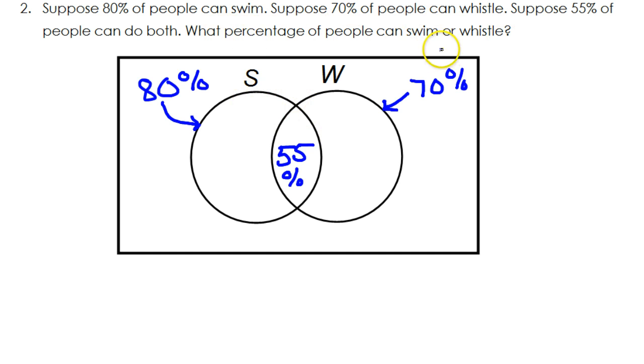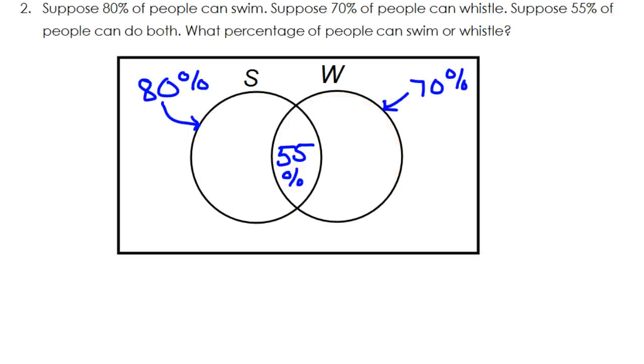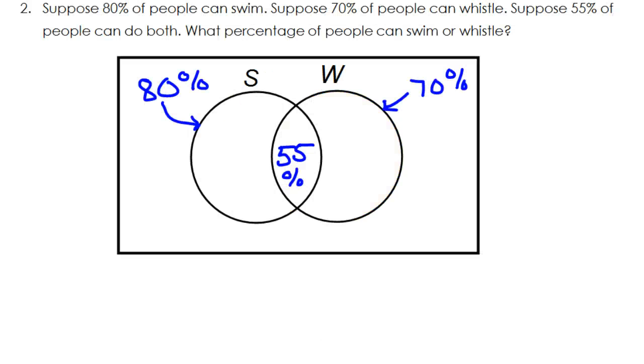Now, what percentage of the people can swim or whistle? See that word or? That's what we're dealing with when we say A or B. We're talking about the union of all. The easiest thing to do when you have these numbers given is to use this formula: the probability of the first event plus the probability of the second event minus the overlapping part. It becomes really simple if you think of it that way.